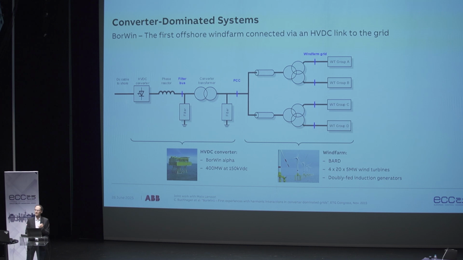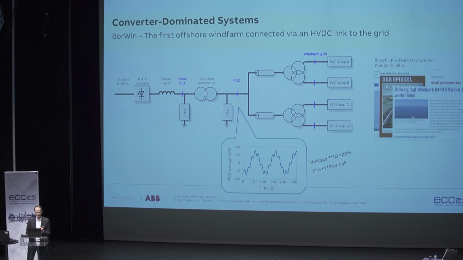Now the converter is here. You have some filters. And what happened in 2013, as more and more of these wind turbines were commissioned, there were harmonic distortions at the point of common coupling. So these are in the range of 20% voltage THD. And this is a 155 kilovolt bus. And you can imagine that these harmonic distortions were also visible in the filter. And they led to failures. I mean, there were even fires in these filter banks. And that was in the news. I mean, there were a lot of articles. I now have here only German ones.